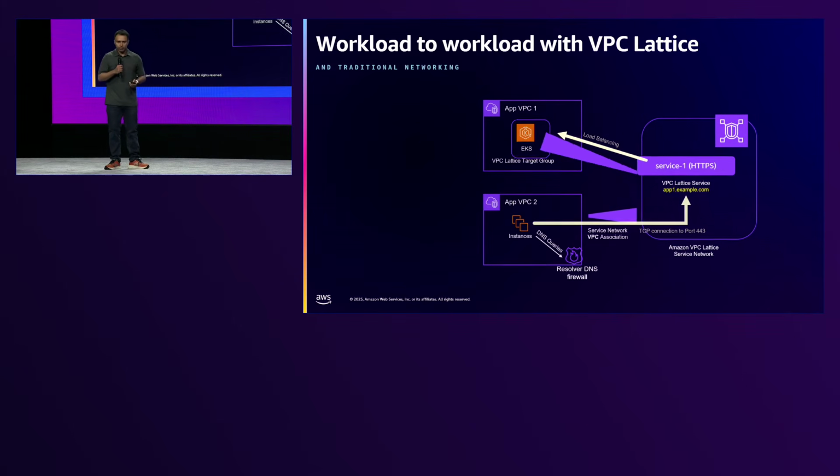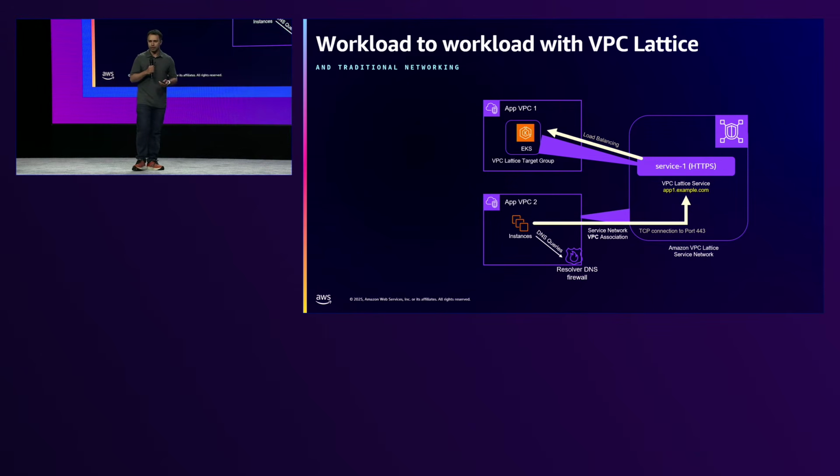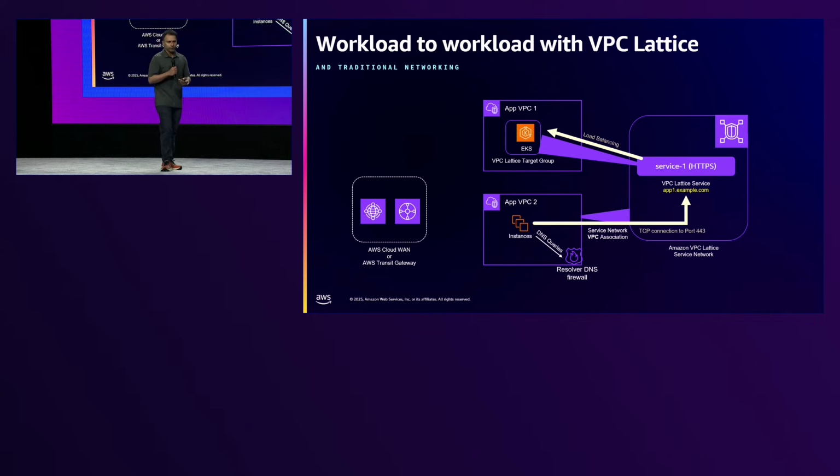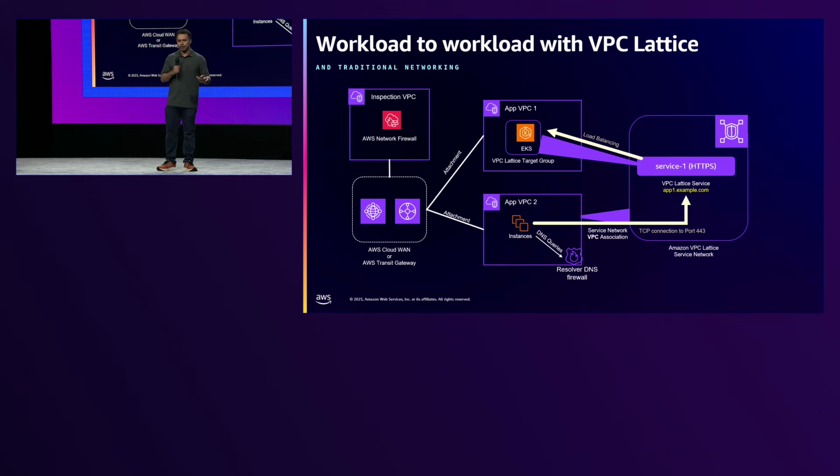So now let's talk about how VPC Lattice would coexist with your traditional networking deployment, for example, with Cloud WAN or Transit Gateway with an inspection firewall. So let's say this is the architecture that you deploy for your pilot or for your POC with VPC Lattice. And in addition to this, you also have an existing Transit Gateway or Cloud WAN deployment going on. Your Transit Gateway or Cloud WAN has attachments into the same VPCs. And you also have an inspection VPC connected to Transit Gateway or Cloud WAN.